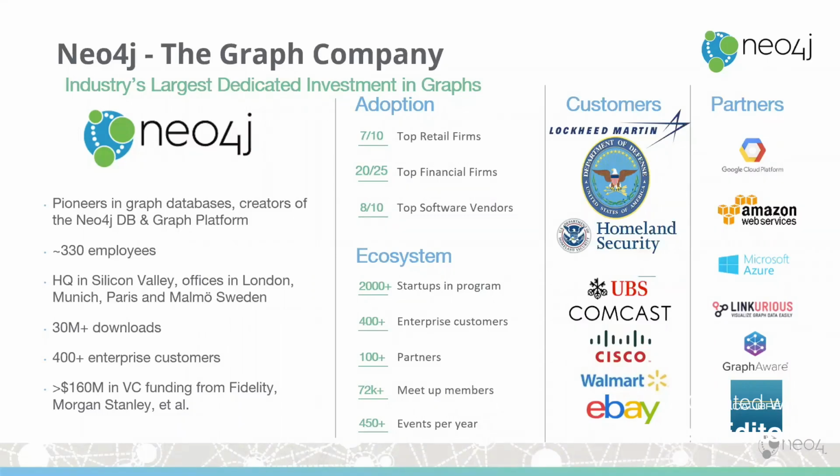In the partners column, just a few of our partners are highlighted. Of course, we have our partner CALIBRE, along with GraphAware, who are services delivery partners, Linkurious, a graph data visualization partner, and the 3 major cloud providers who we also partner closely with.